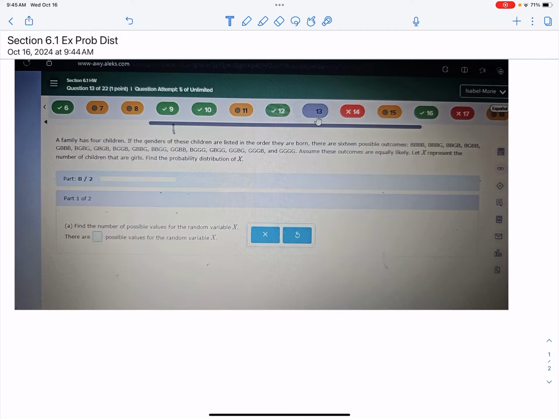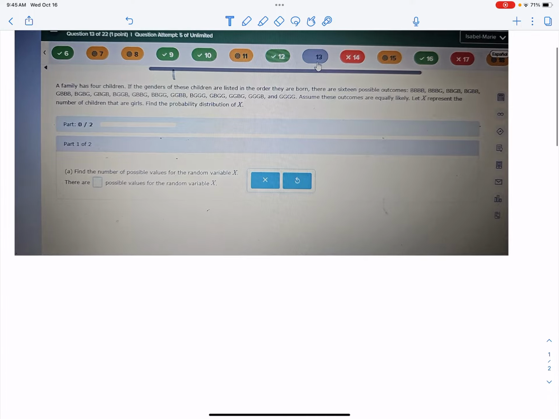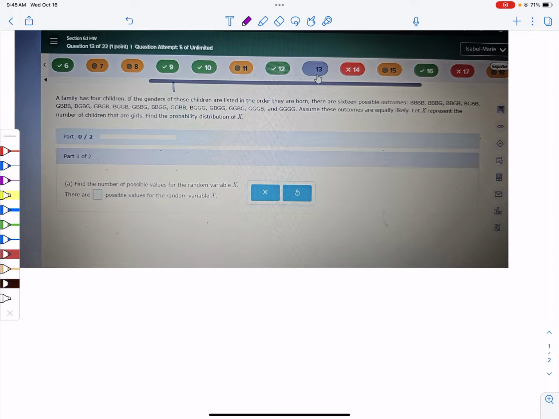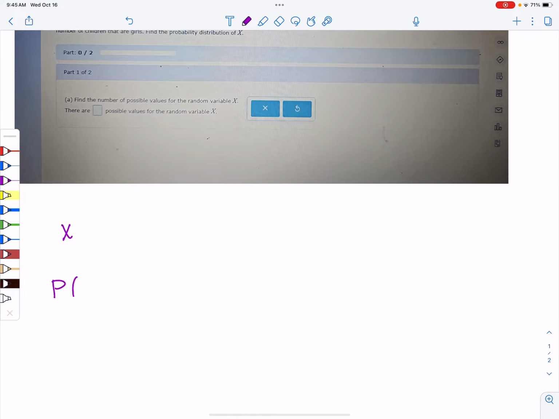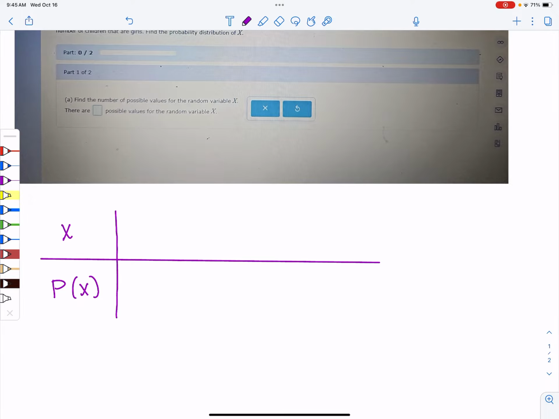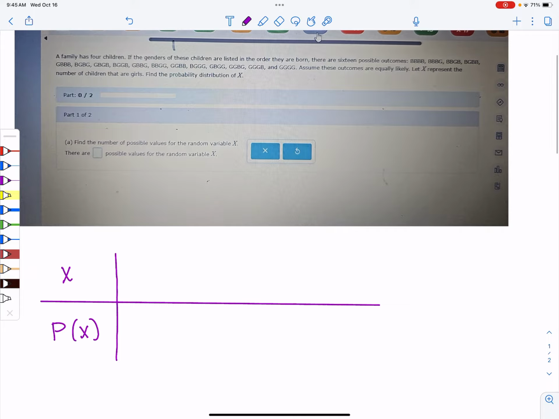In order to construct a discrete probability distribution, you need to create a table where you list all possible values of the random variable, that's your x, and then you calculate the probability associated with each one. All right, so I'm going to create myself a little table here. And so the first thing I have to do is figure out the possible values of x. Now, x is defined up here as the number of children that are girls.